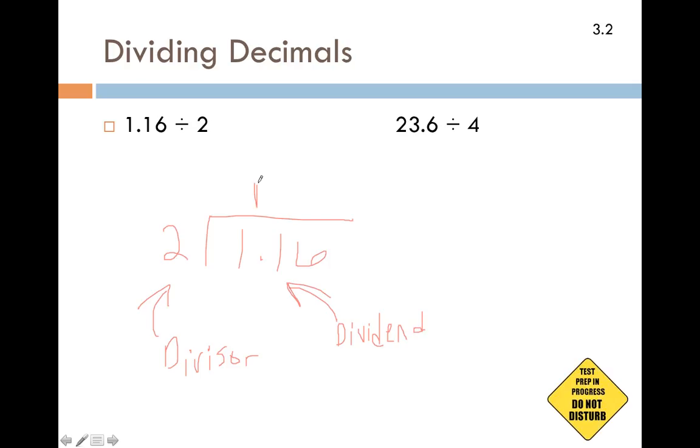And then the answer, and I'm just going to put the word answer here for now. That's going to be the quotient. Okay, and that's math talk. That's going to be important because when we start talking about what we're going to be doing and what we can't do with the rules, ultimately we're going to talk in math talk. Okay, here's the math talk.